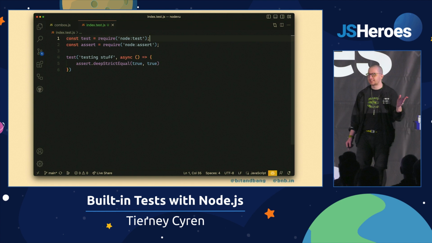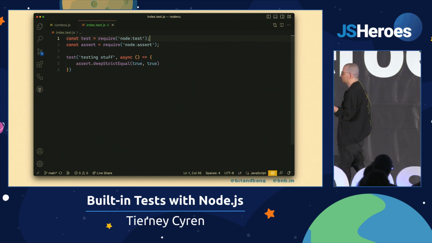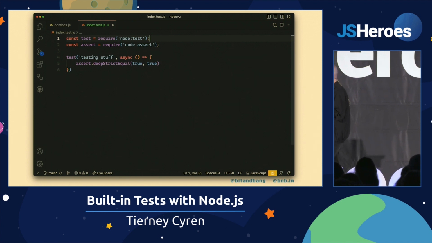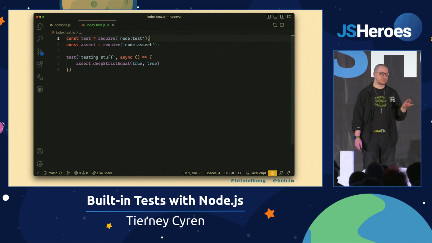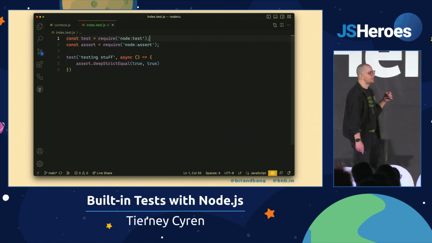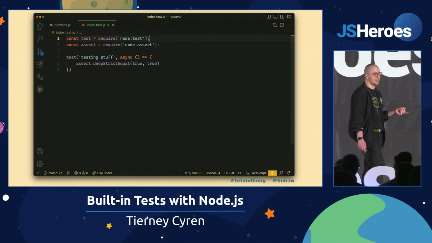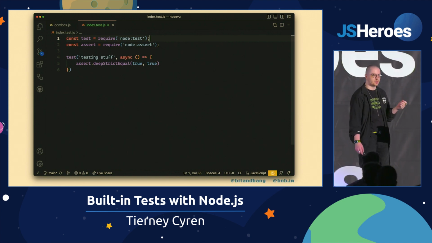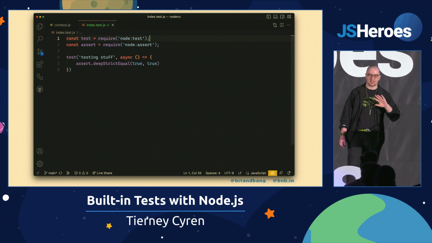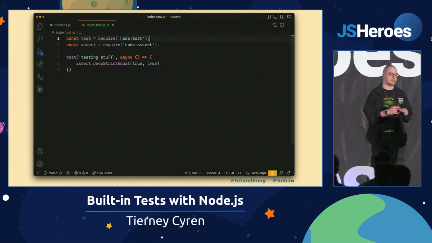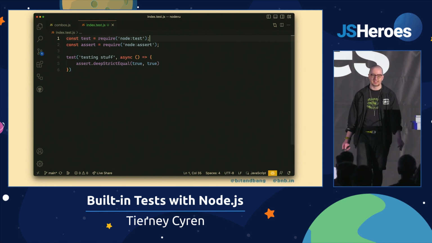So here's a very basic example. You can see that I'm doing that same import, pulling in test, pulling in assert, and then also calling the module. So the most basic usage of it, you call test, you pass it a string, you pass it a function. You can also pass it an object that is a set of options between those two. I'm not going to be going into that in this talk, but there's pretty good documentation for it. Very basic testing stuff, right?